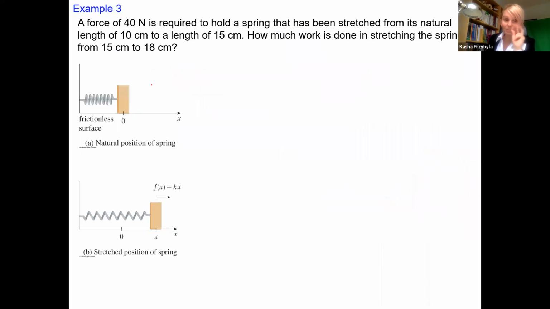That means this is example 3. Okay, the third question. A force of 40 newtons is required to hold a spring that has been stretched from its natural length of 10 centimeters to the length of 15. Okay, that means from, yeah, we will call it 0, but in this case it will be 10 and then 15.